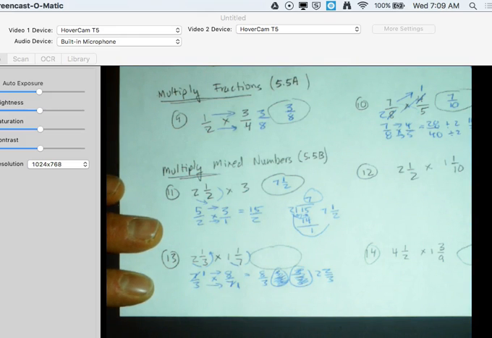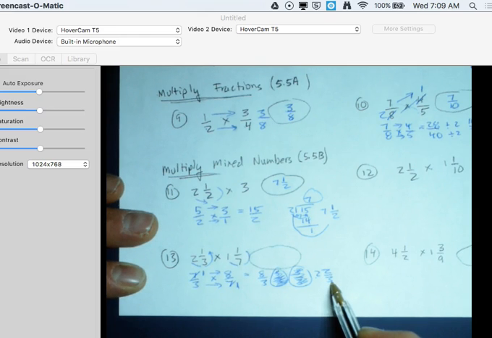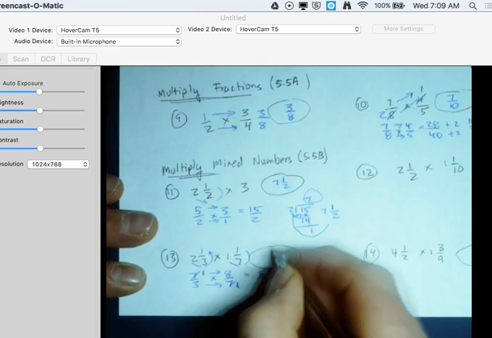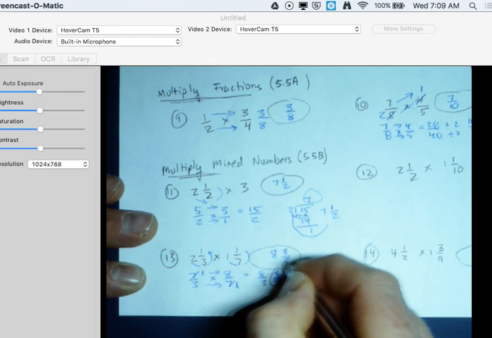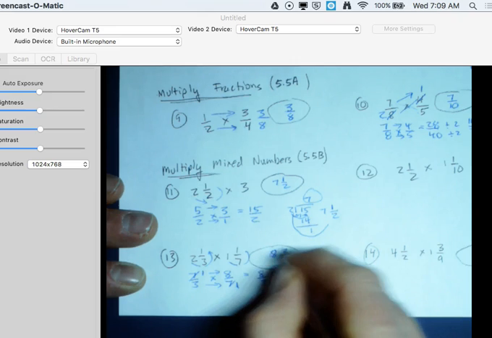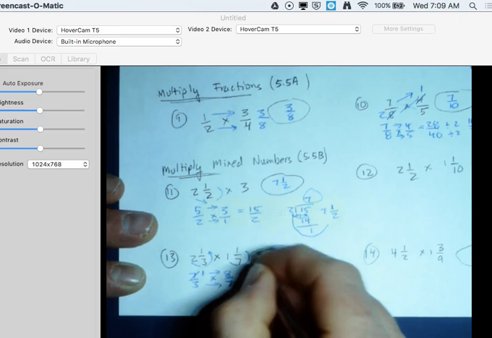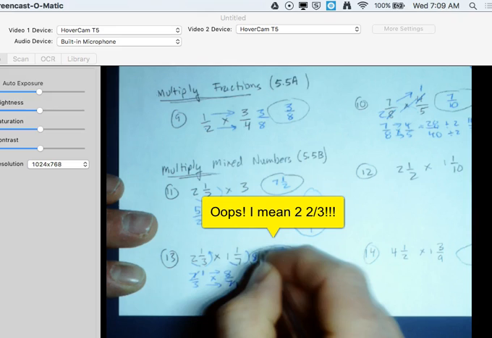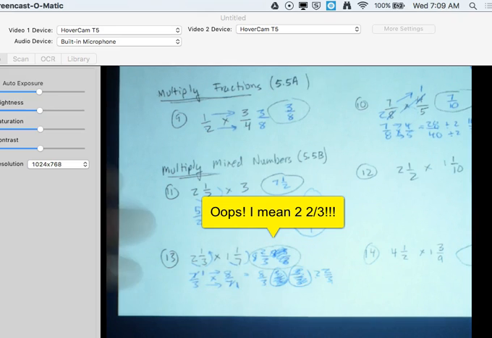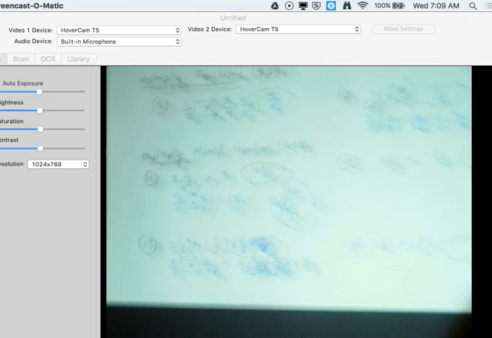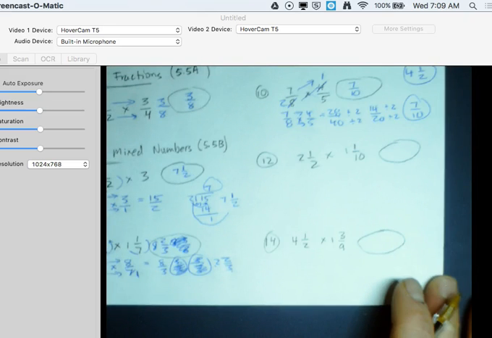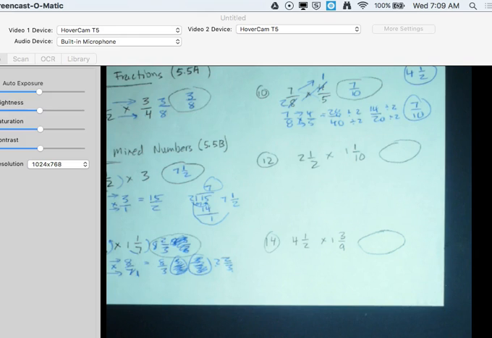Let me just verify my answer. 2 times 3 is 6, plus 2 is 8/3. So yes, my answer here is 8. Ooh, I wrote my answer wrong. It's 8 and 2/3. I need a sharper pen, don't I? Okay, well, let's try these other two. And I'm just going to pause for a moment on that first problem and see if you can turn those into mixed numbers and try it.